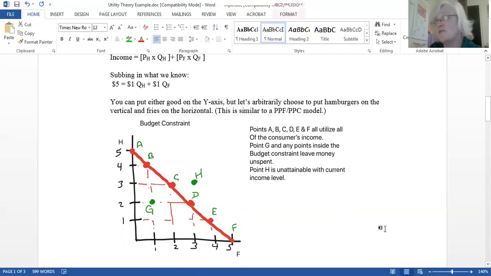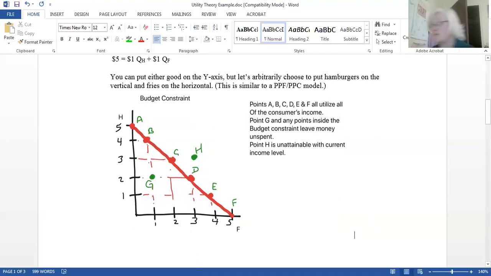So this shows me A, B, C, D, E, and F are all the set of possibilities that I could afford with my $5. So I could get, for example, 3 hamburgers and 2 fries. I could get 2 hamburgers and 3 fries, and so on. That's really helpful because it guides my decision making.